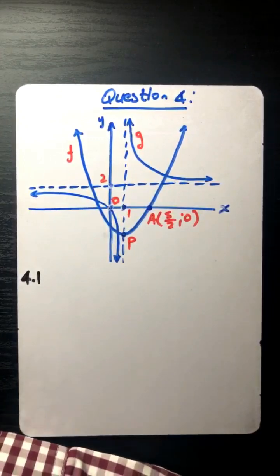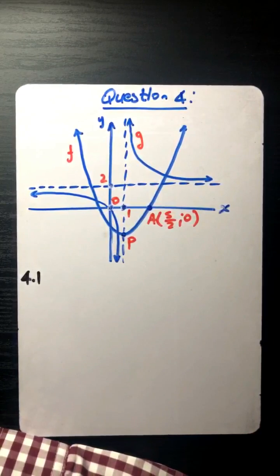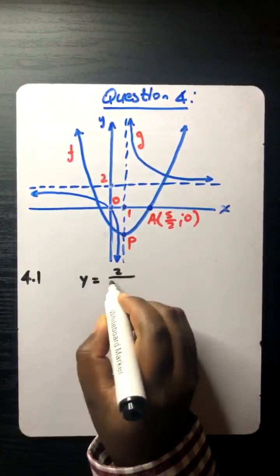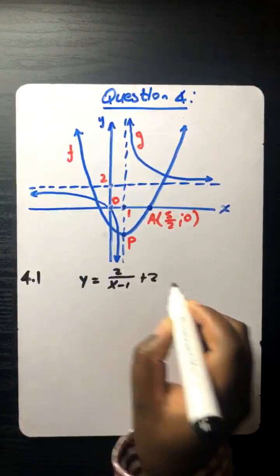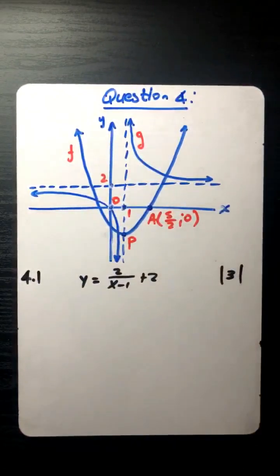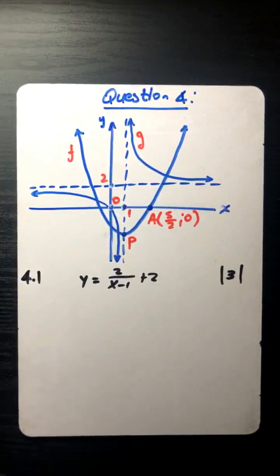Here's the first question. Show that the equation of G can be written as y equals 2 over x minus 1 plus 2. And this question is allocated 3 marks. I'm not sure if there's anyone who would like to give it a try.